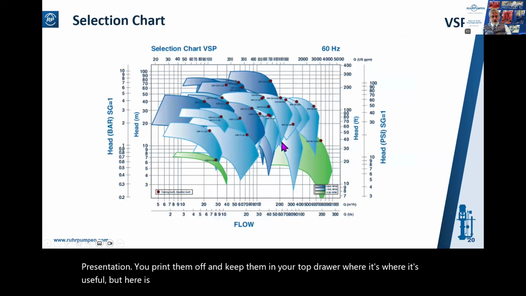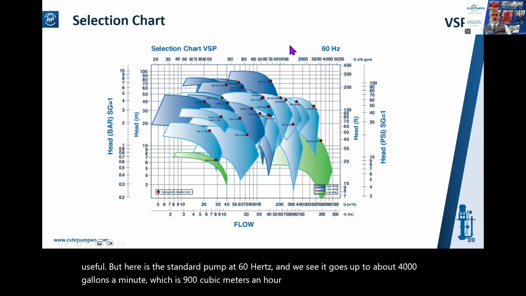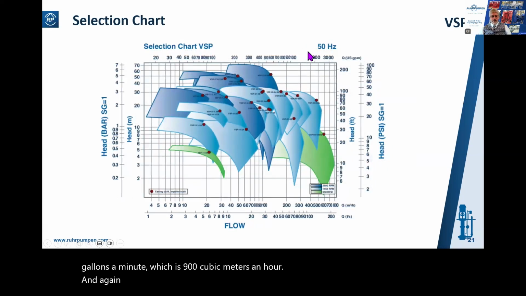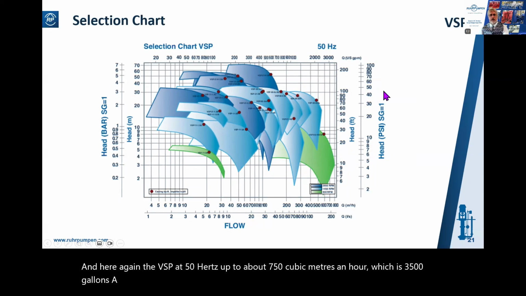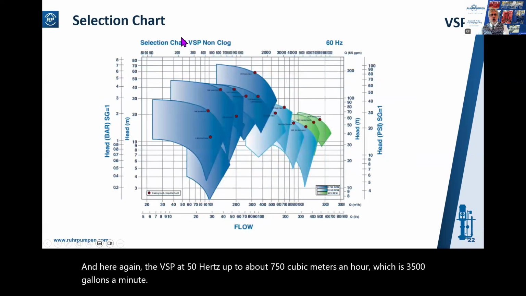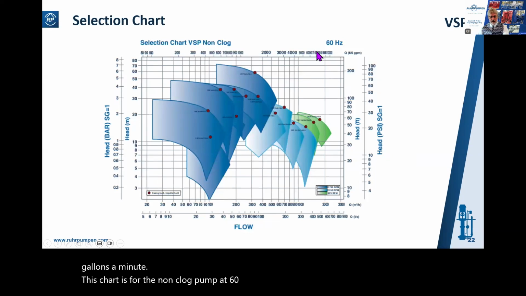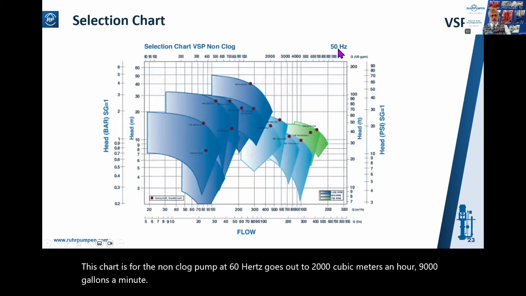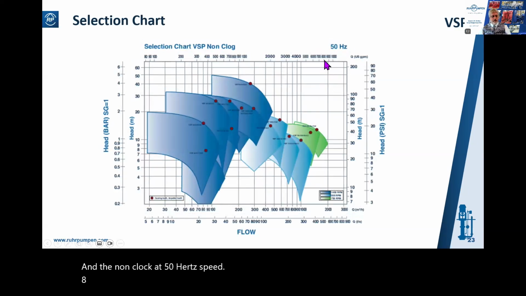But here is the standard pump at 60 hertz, and we see it goes up to about 4,000 gallons a minute, which is 900 cubic meters an hour. And here again, the VSP at 50 hertz, up to about 750 cubic meters an hour, which is 3,500 gallons a minute. This chart is for the non-clog pump at 60 hertz, goes out to 2,000 cubic meters an hour, 9,000 gallons a minute. And the non-clog at 50 hertz speed, 8,000 gallons a minute, 1,800 cubic meters per hour.